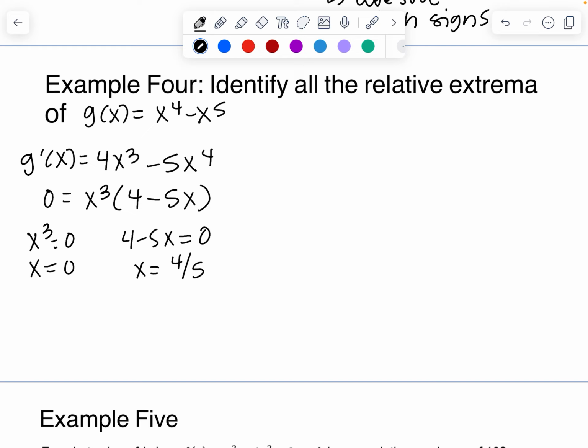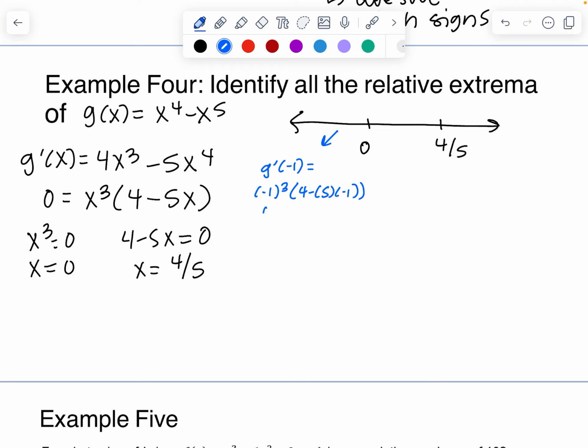So I'll do my sign test. I'll have 0 and 4/5. So I'll start plugging in some numbers. I'm going to plug in -1 to see if the derivative is negative or positive. I'm going to plug it into the factored one, because I just find that easier to work with. So this ends up being a negative number, and then this ends up being a positive number. So this is negative.